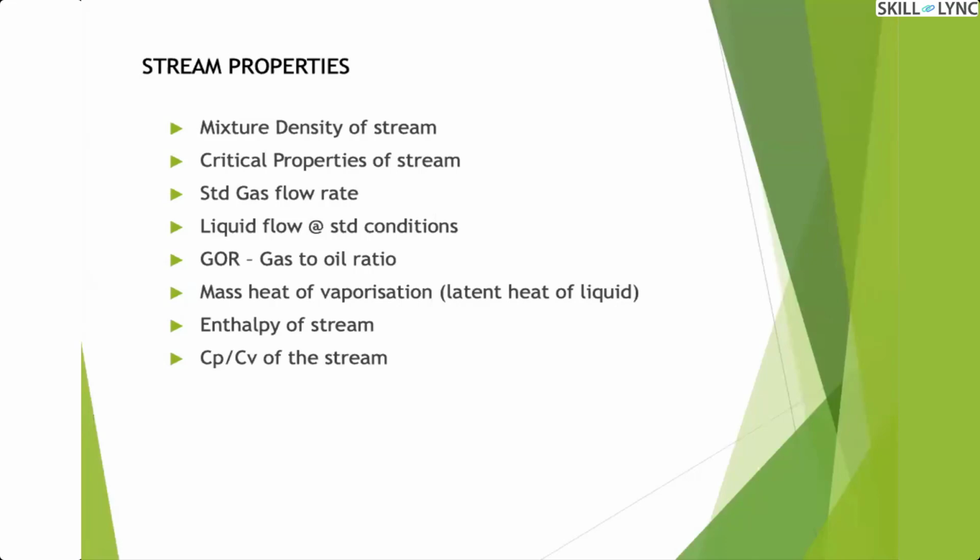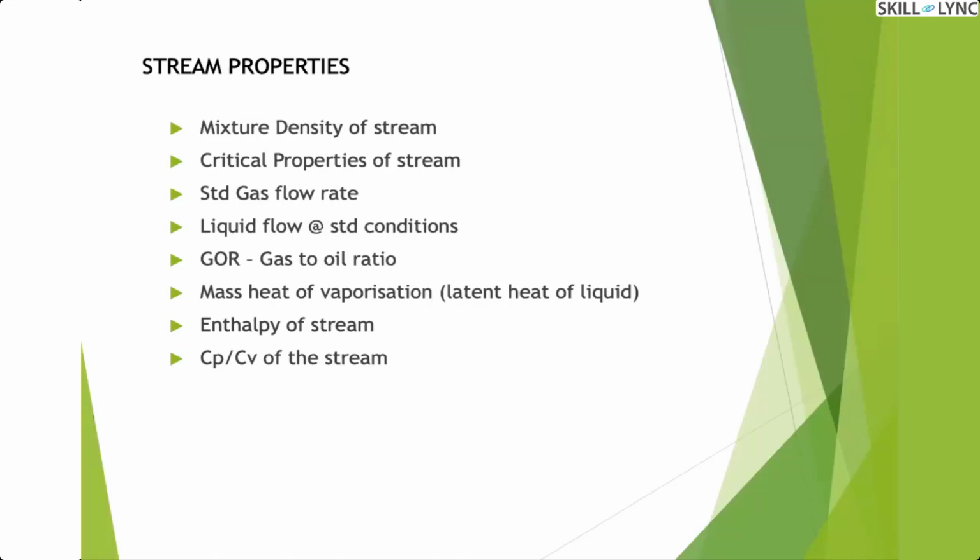The standard condition is 60 degree F and atmospheric pressure. So at that condition, you will have the volumetric rate. So that is a specified value because the conditions are also fixed. But when your temperature and pressure change, your volumetric rate will change accordingly. So based on your actual conditions, using the standard gas flow rate, you can determine the actual flow rate at that particular temperature and pressure.